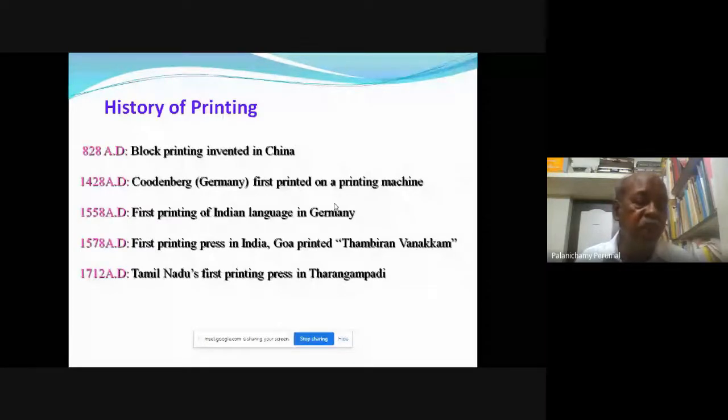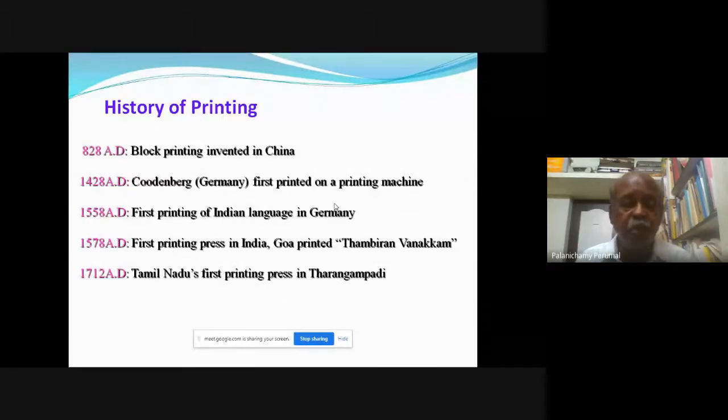In 1712 in Tamil Nadu, a separate printing press was started by the Danish missionaries for spreading Christianity. So at Tranquebar, they started the first printing press in 1712. The book came in 1750.